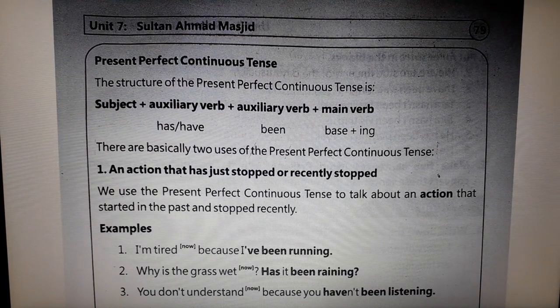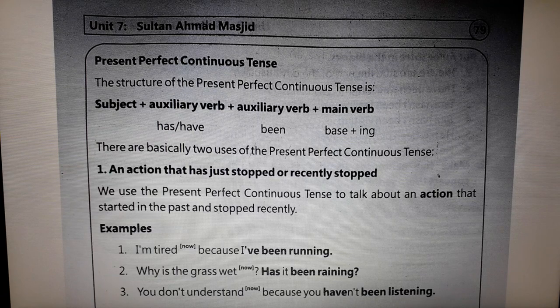Now, the grammar section, the next part is present perfect continuous tense. The structure of the present perfect continuous tense is subject plus auxiliary verb, that is has and have, and auxiliary verb been. When it is present perfect continuous, then has or have been, and the main verb also contains an ing.